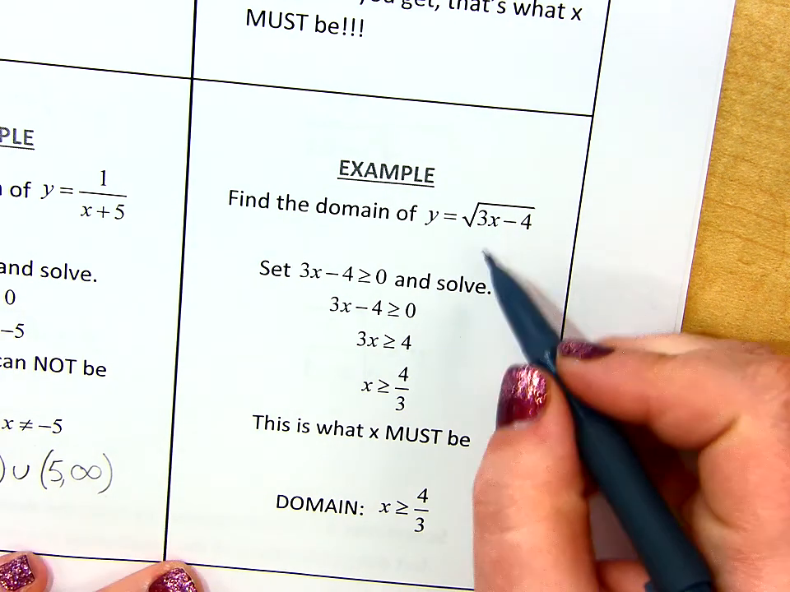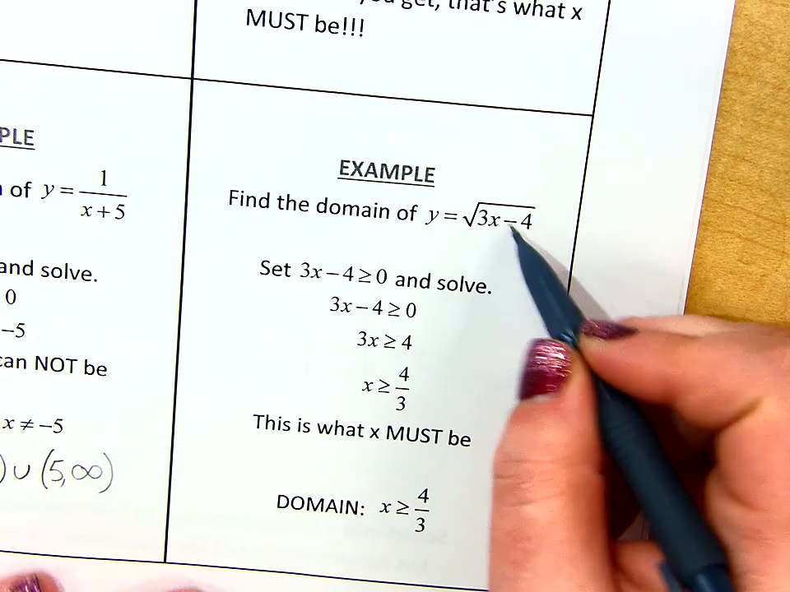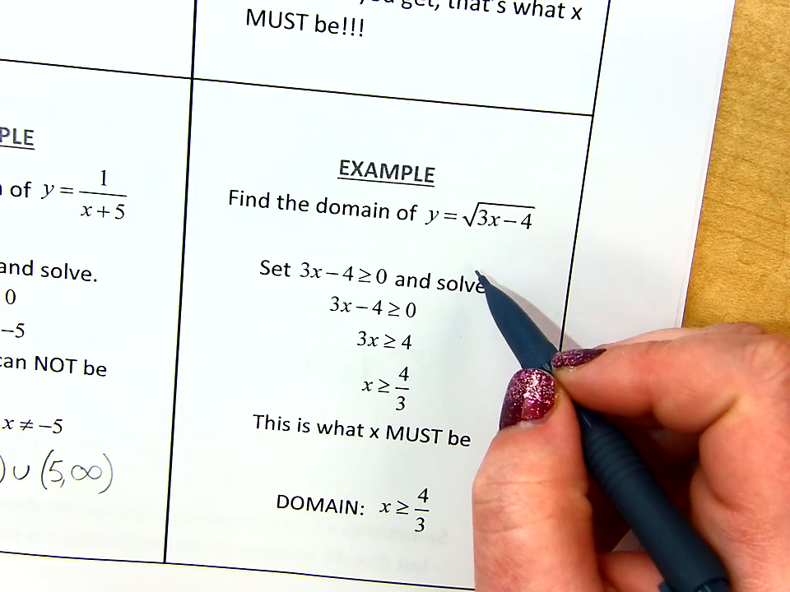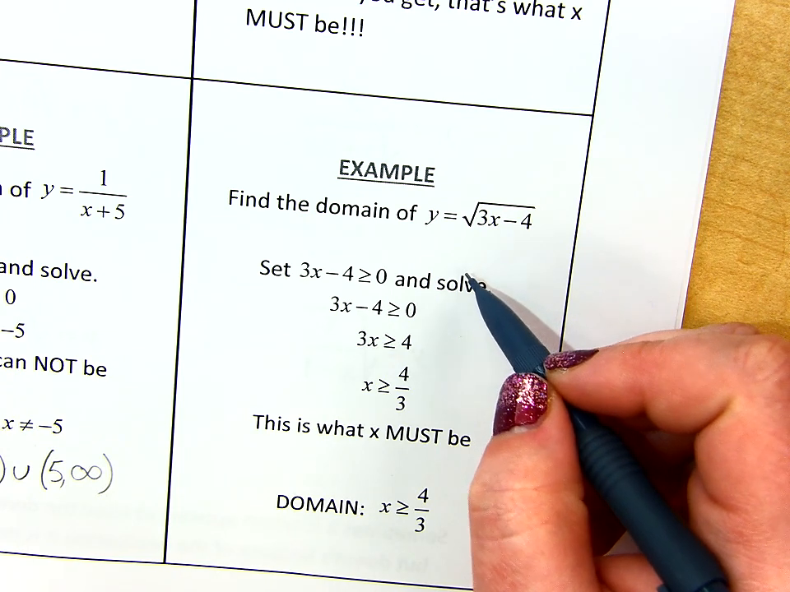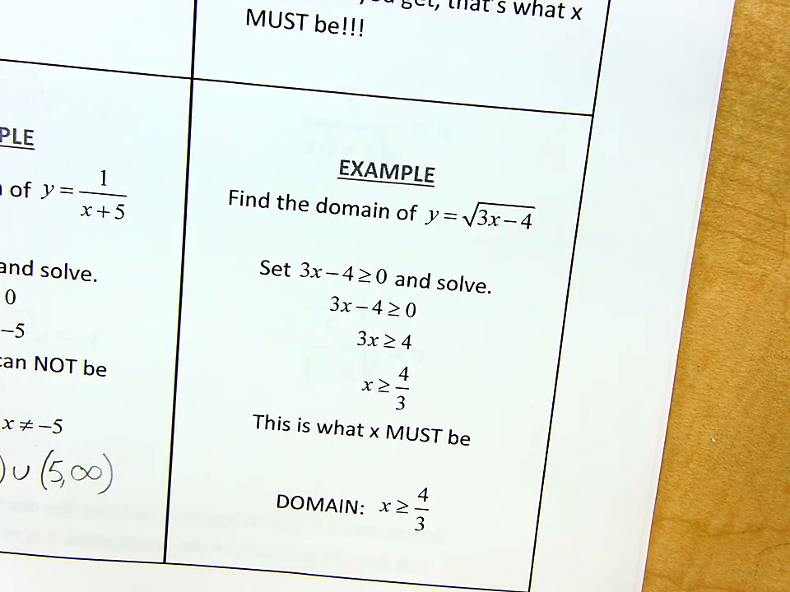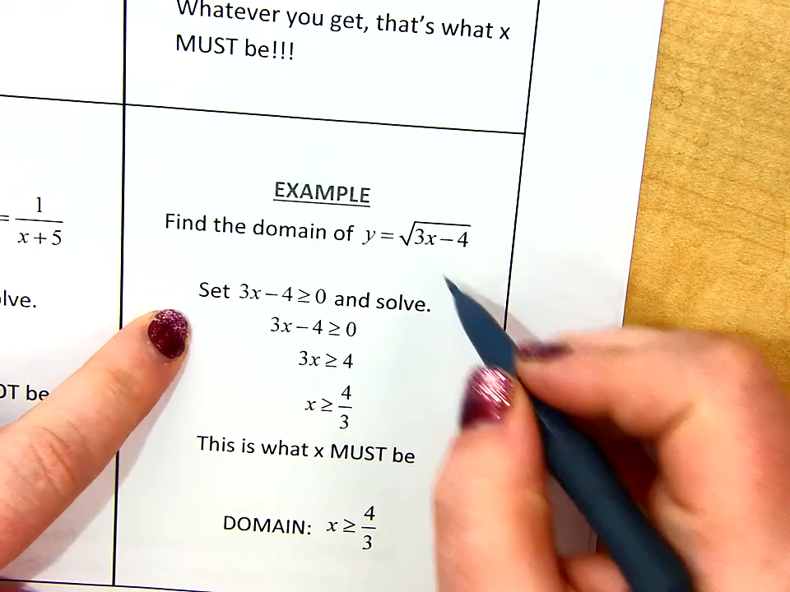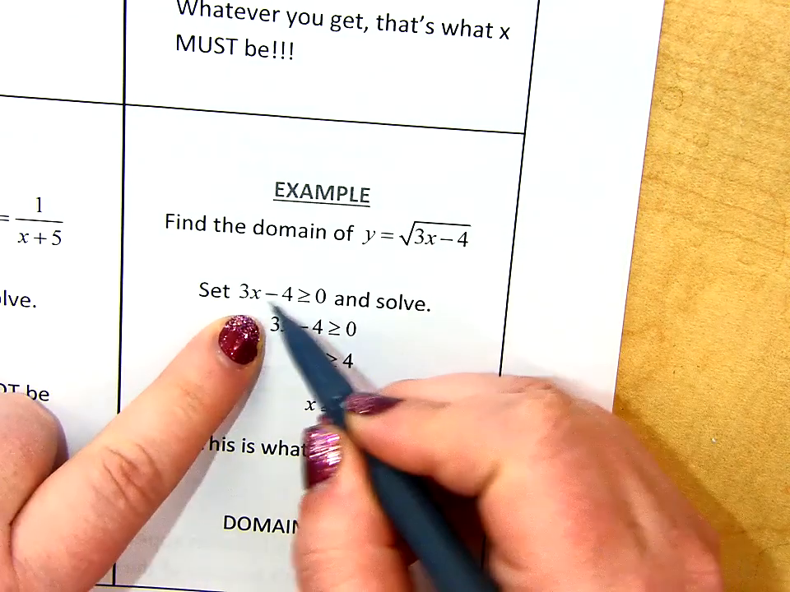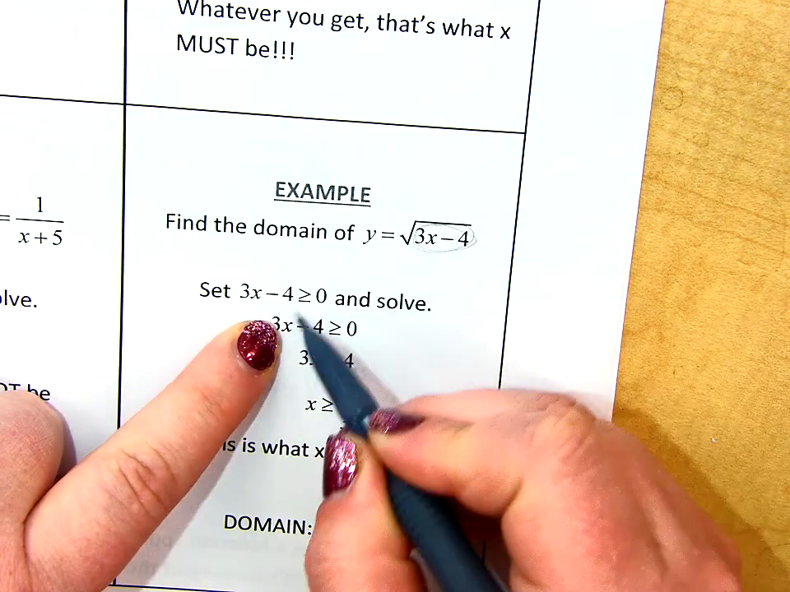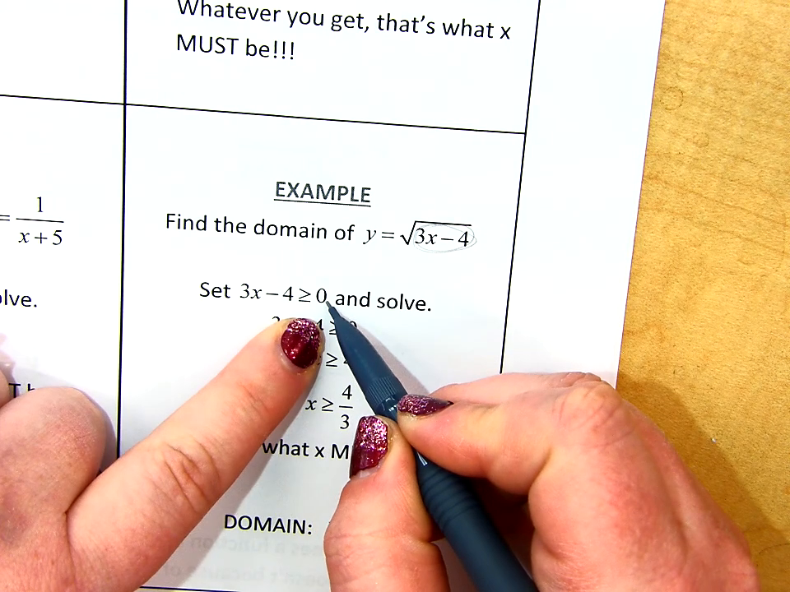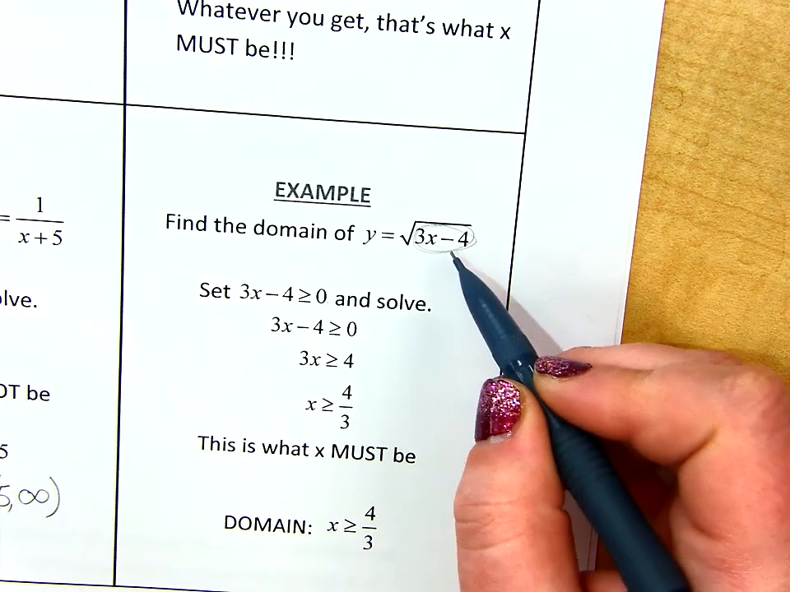So I kind of do the same thing. I'm going to take whatever is under my root and set it equal to 0. And that's going to be the smallest thing that I can have in there. I can have that or anything bigger than it. Okay, so let's look at this one. We're going to take 3x minus 4, and whatever is under there has to be greater than or equal to 0. Because it has to be 0 or something positive.